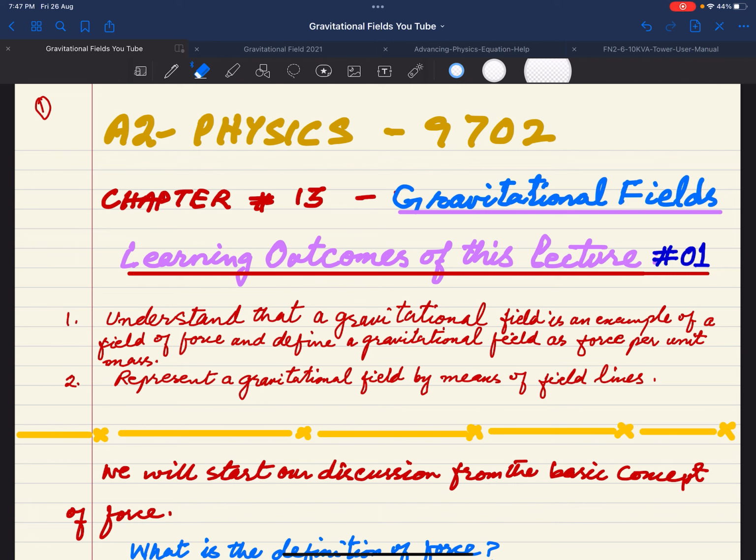Number one is to understand that a gravitational field is an example of a field of force, and define a gravitational field as force per unit mass. The second learning outcome is to represent a gravitational field by means of field lines. So these three basic points we have to discuss during this lecture.